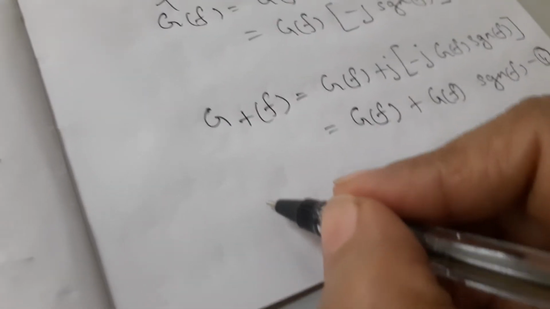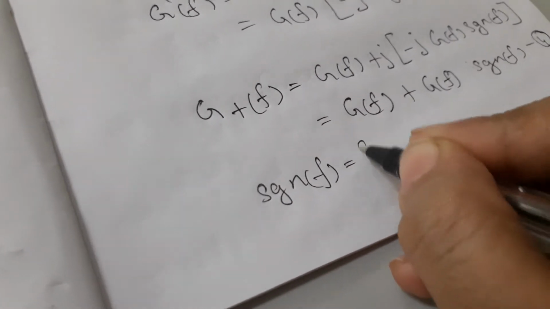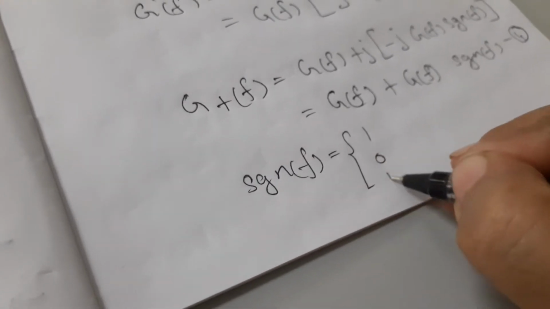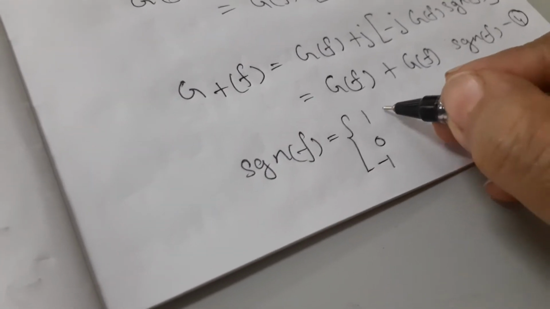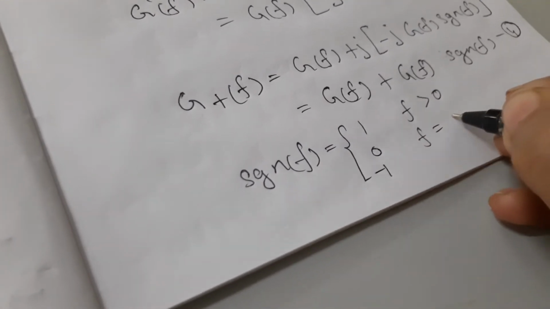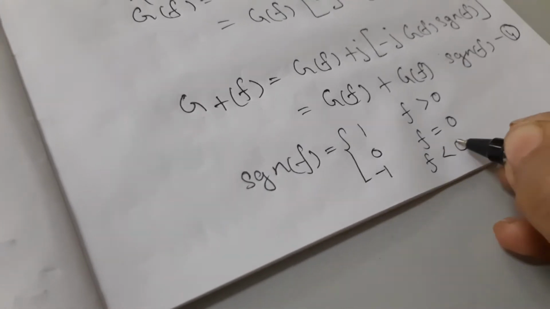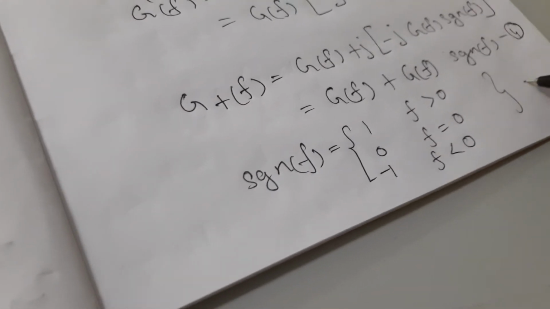We can recall signum f. What was signum f? It is equal to 1, 0 and minus 1. It is 1 when f is more than 0, 0 for f equal to 0, and minus 1 when f is less than 0. Let this be the 5th equation.